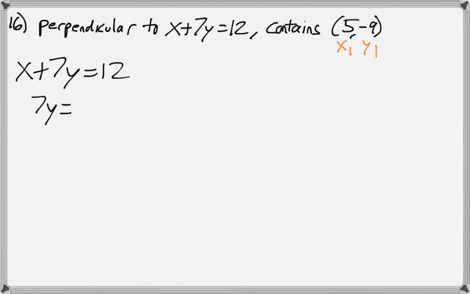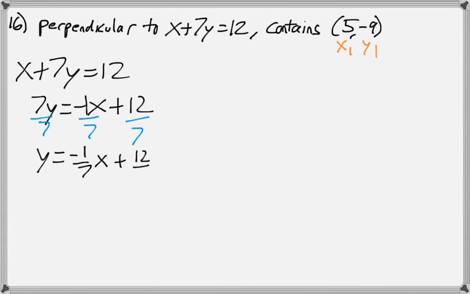So I want to subtract x from both sides. Then I want to divide everything by 7. If I do that, then y is going to be equal to, it's an implied negative 1 there, so negative 1 over 7x plus 12 over 7. Now we kind of have to think about why we're doing this again. This is the other line. This is not our line. So this line's slope is negative 1/7.